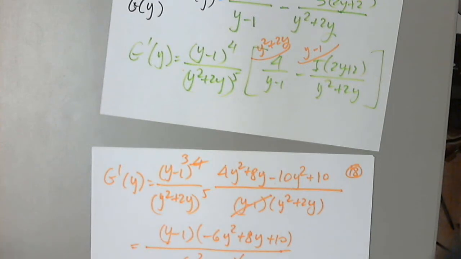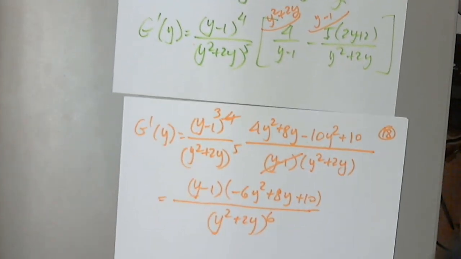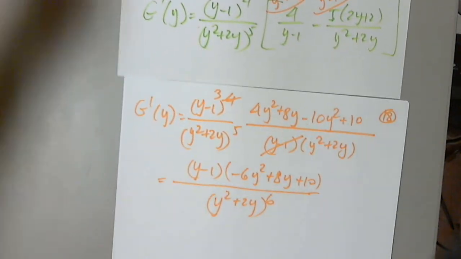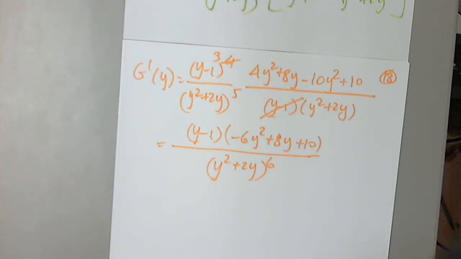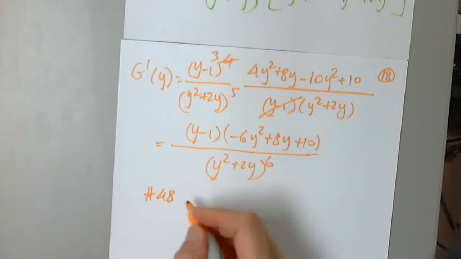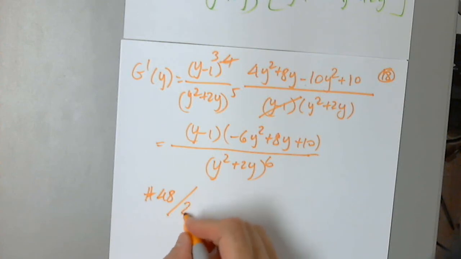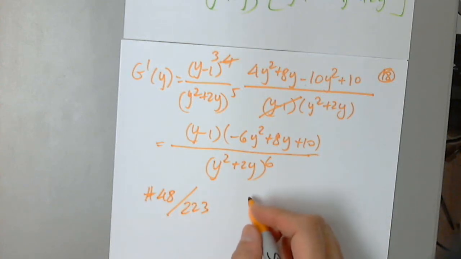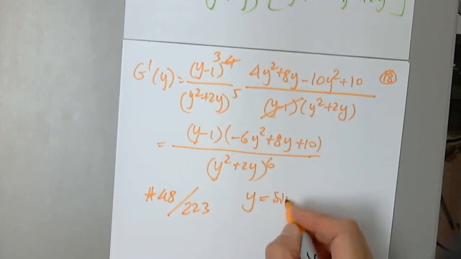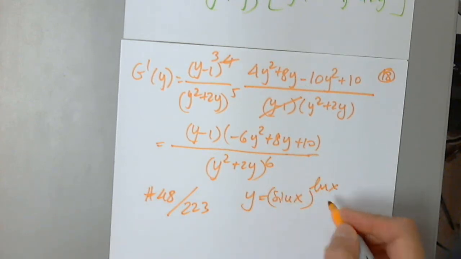Yeah, 48. 48? Okay, sine x. Very good. Sine x raised to natural log x. So that was 48. Perfect. Was that the one? Yes. Okay. What page is that on? 48 on page 223. And this is y equals sine x raised to natural log x.